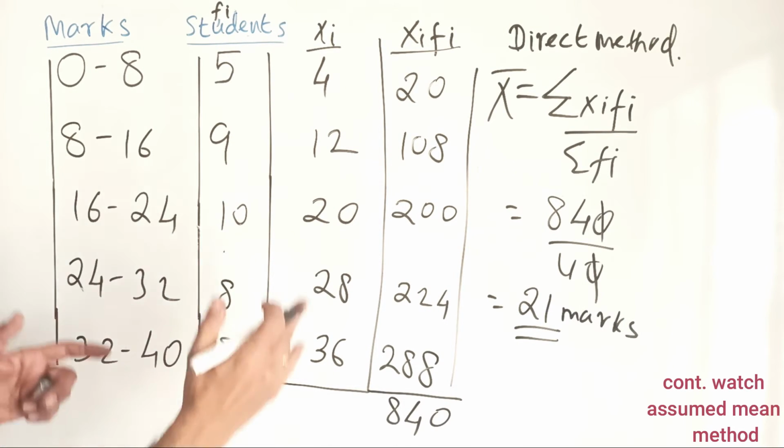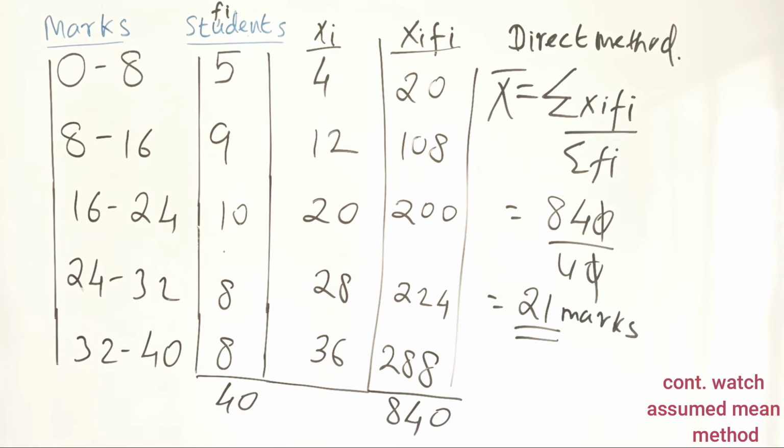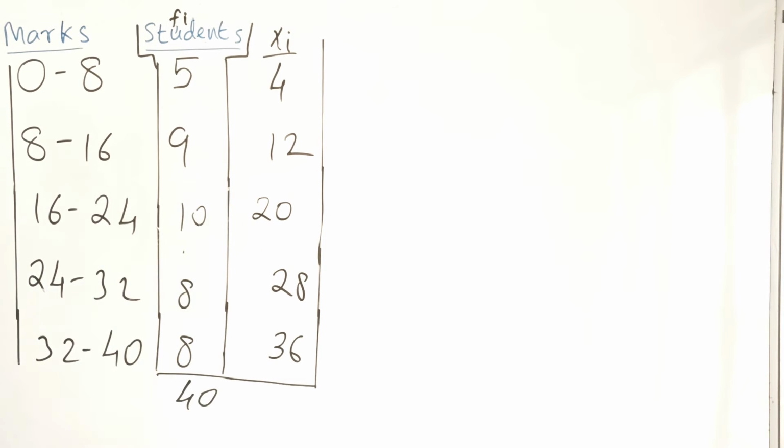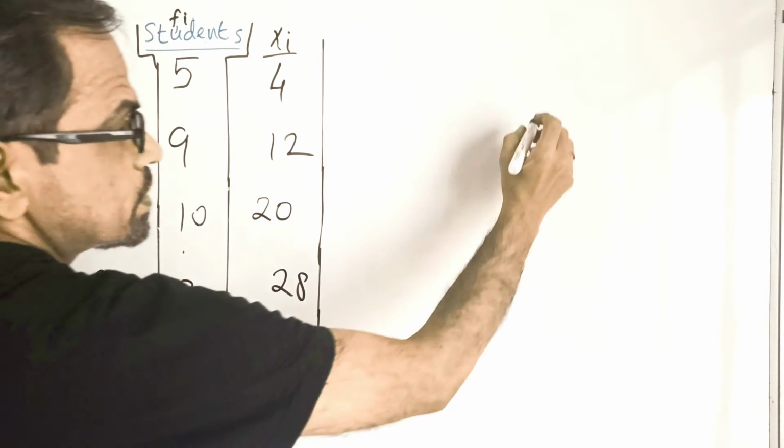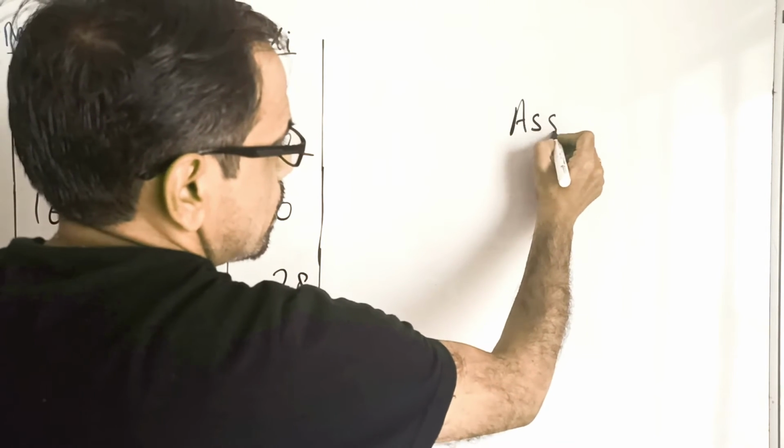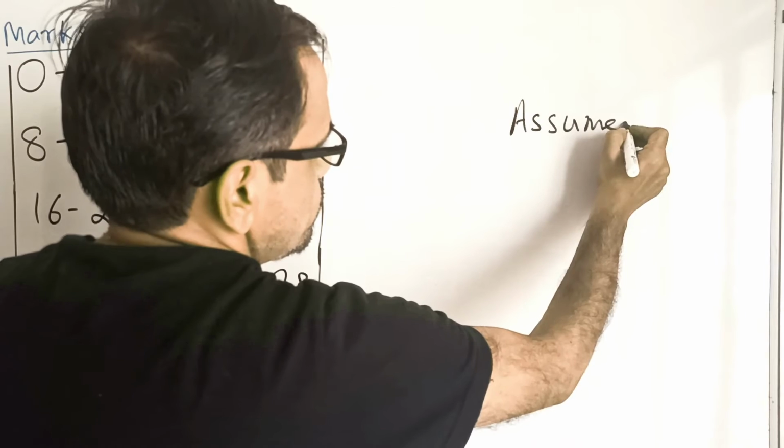Now let us calculate the same question by the assumed mean method. Now let us see the other formula for the same question. That method is called the assumed mean method.